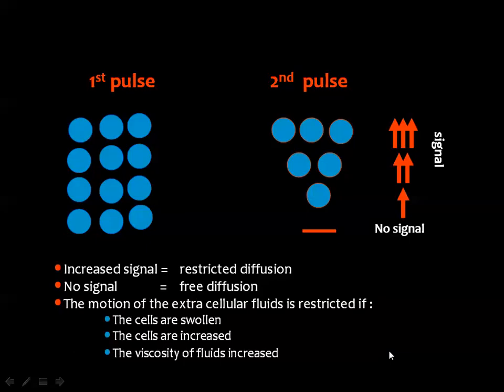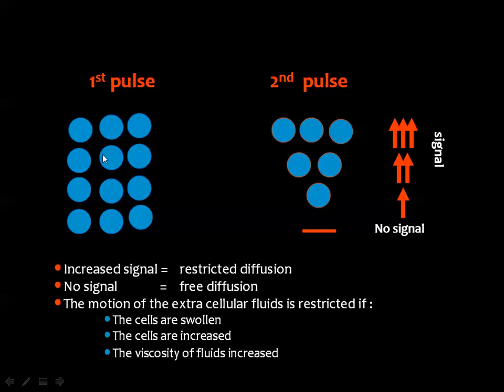Then, if you have two pulses, this is the first pulse and this is the second pulse, the first pulse will arrange the moving protons so that in the second pulse you can calculate the motion of these protons. Then let us look at this example. We started, let us say, with 3 protons, and in the second pulse we identified all the 3 protons giving very high signal. Then you know that there is no diffusion in this area.